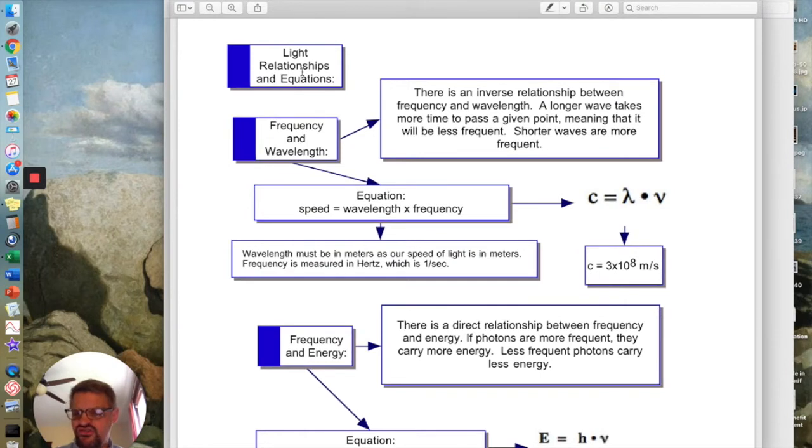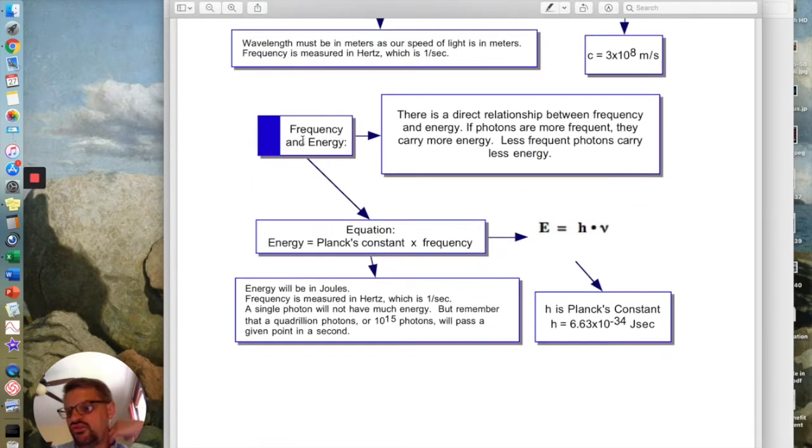Light relationships. Frequency and wavelength have an inverse or indirect relationship. You may remember those terms from the gas laws. And what that means is, if you have a big wavelength, you have a low frequency. Bigger waves are less frequent. If you have a tiny little wavelength, that light is going to be more frequent. I'm not going to ask you now to use the equation, but just understand the relationship between frequency and wavelength. It's indirect. The energy in light, energy and frequency, there's a direct relationship.